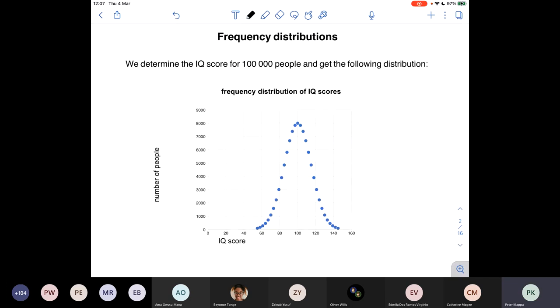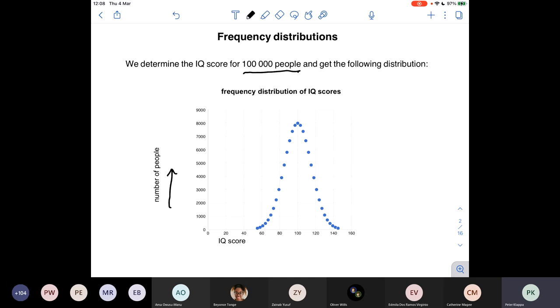And let's say we determine the IQ scores for 100,000 people. It is just arbitrarily chosen. And the way these tests have actually been set up originally was that people do this test and the test is then scored. The peak of this distribution of scores would be around 100. You score 100. So here on the x-axis, you've got the IQ score. And here on the y-axis, you have the number of people who get a particular score.